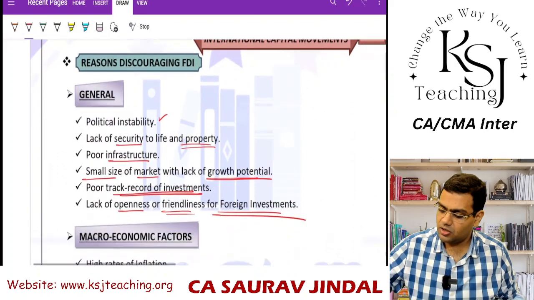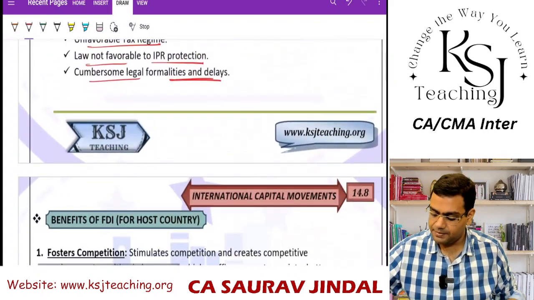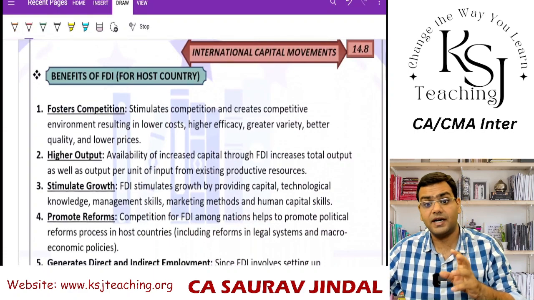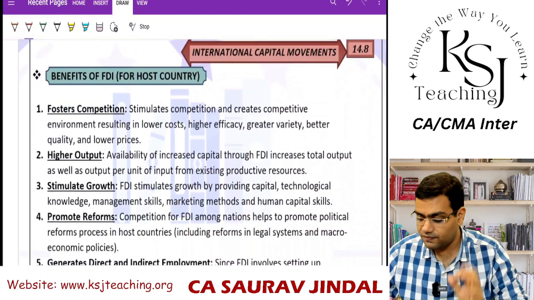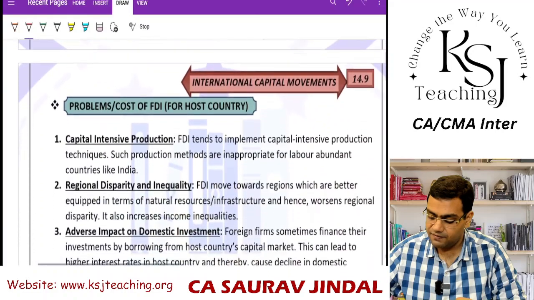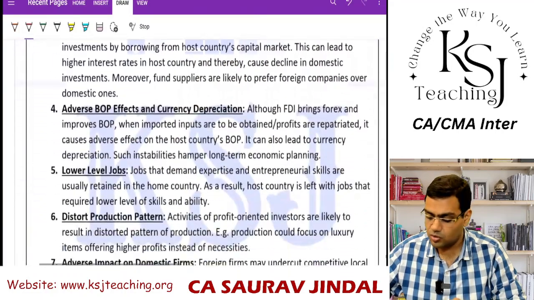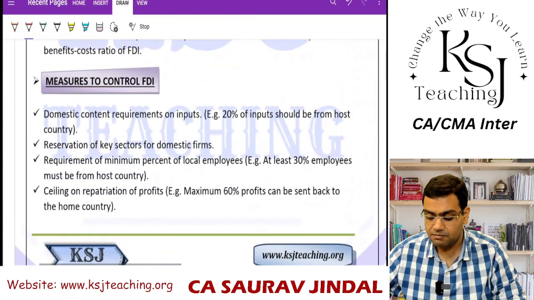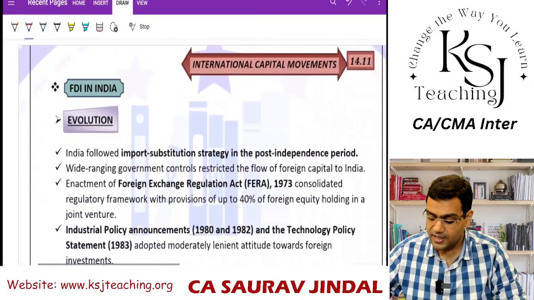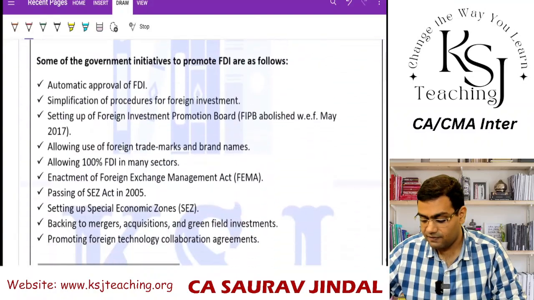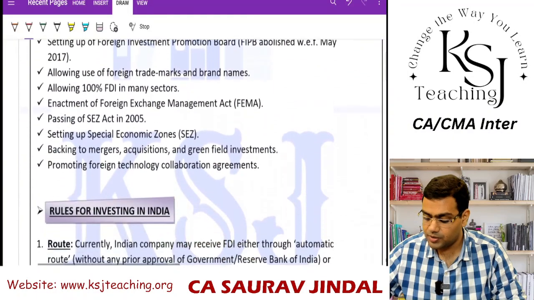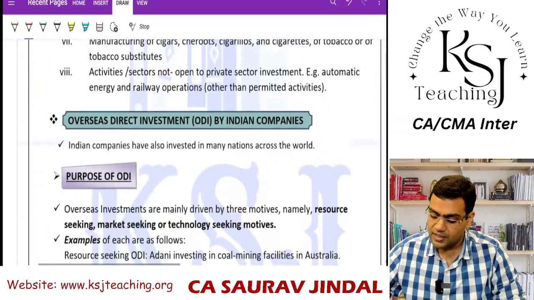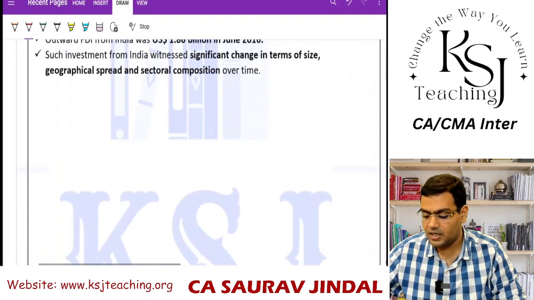So we are already done with almost half the chapter. The next is very simple, the benefits of FDI for the host country, in which the investment will flow. Then what will be the problems or cost of FDI for the host country we can study. Then will be benefit versus cost comparison, measures to control FDI, then FDI in India, how the evolution took place, then government measures to promote FDI, then rules for investing in India, then overseas direct investment. That will be the last topic, right?